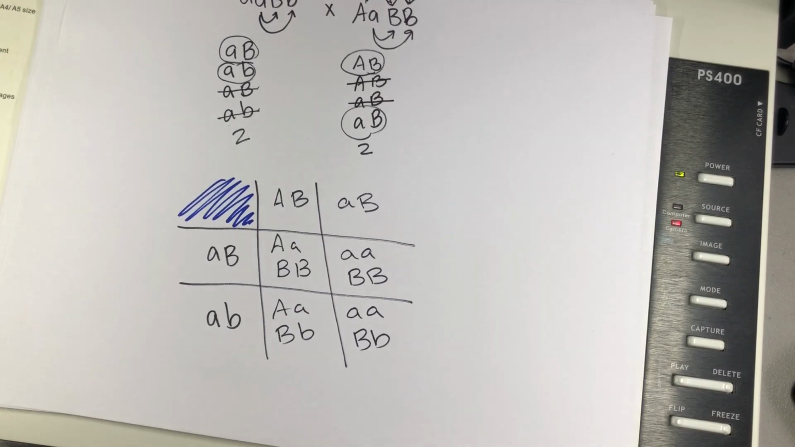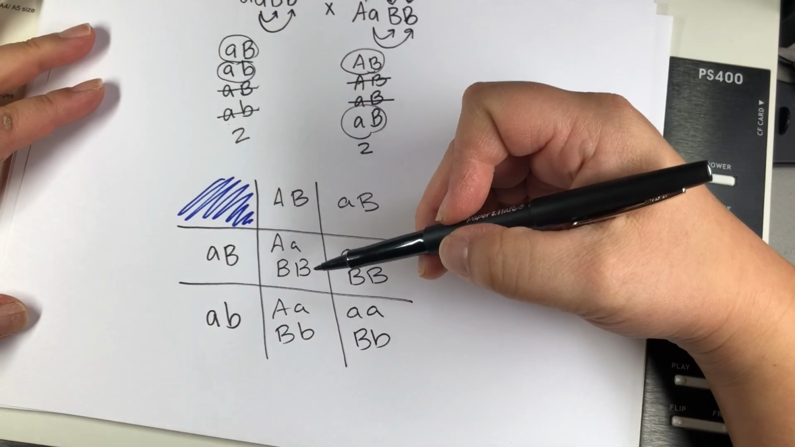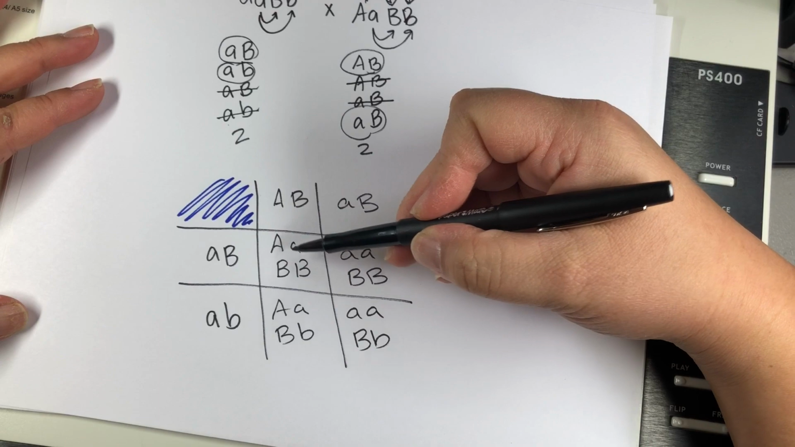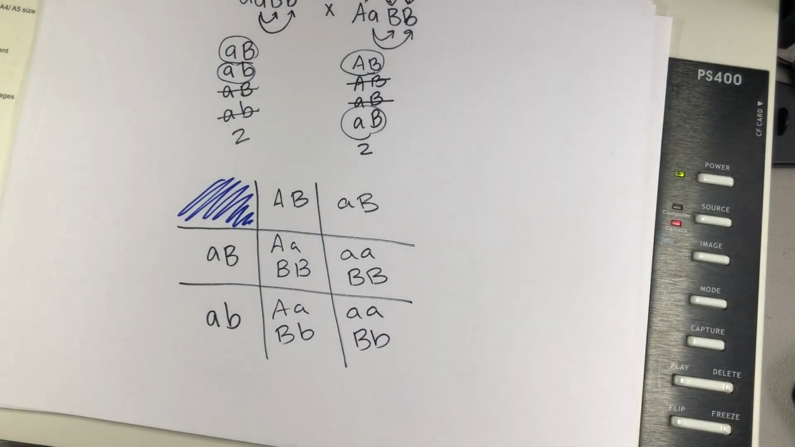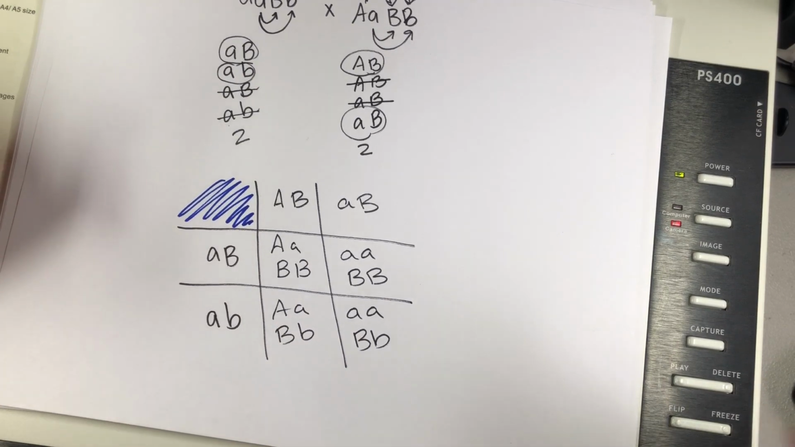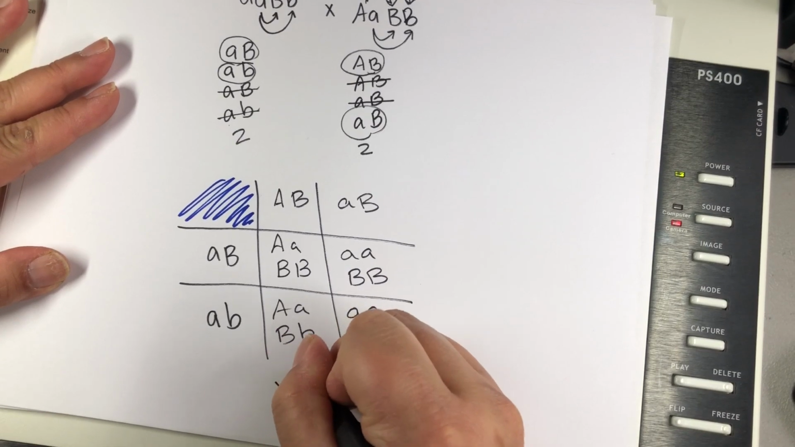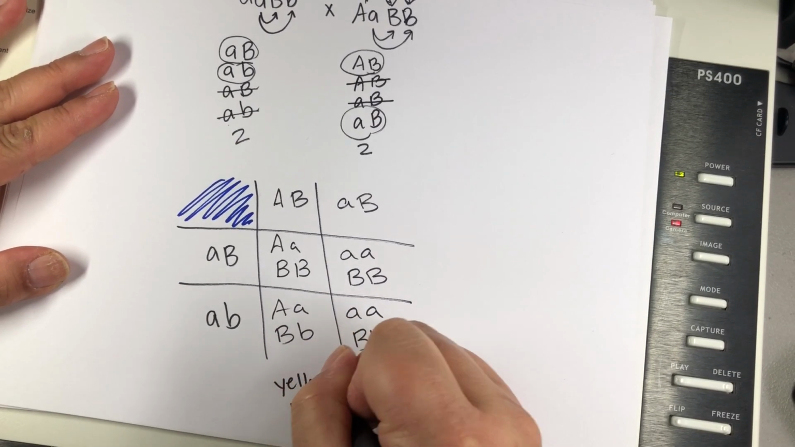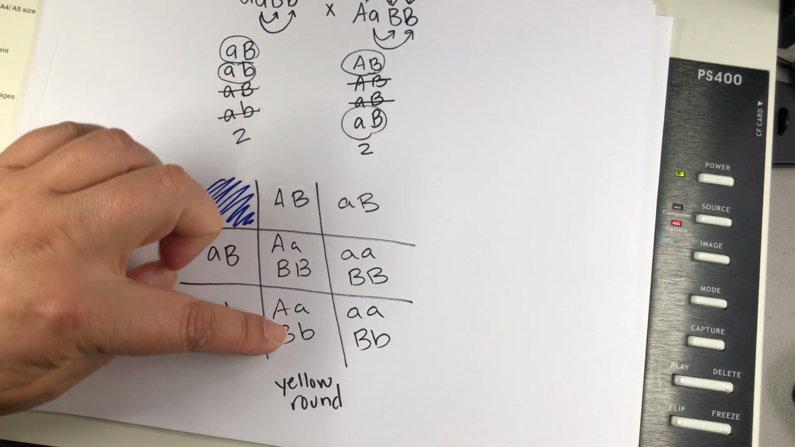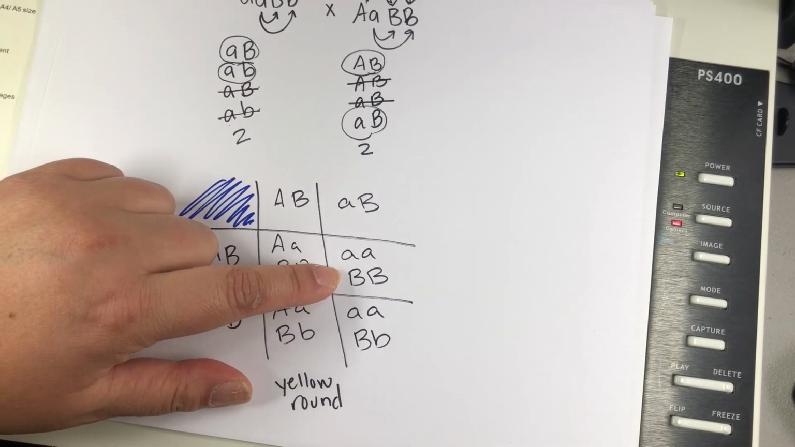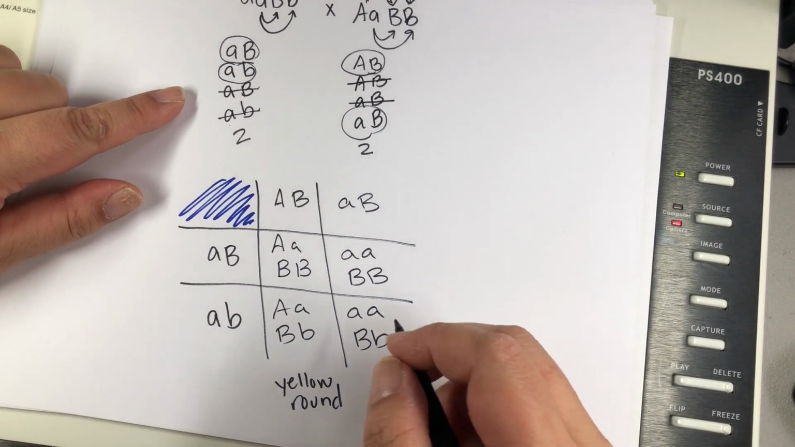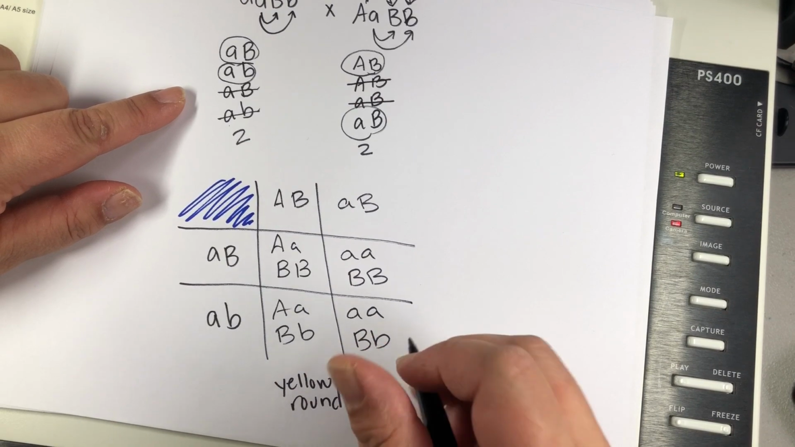So let's look at this. So here, let's go back to this. So let's look at this real quick. Let me assess this real quick. So you are only going to have yellow round, and then also green, looks like green round. Is that right? Green? Yeah, green round.